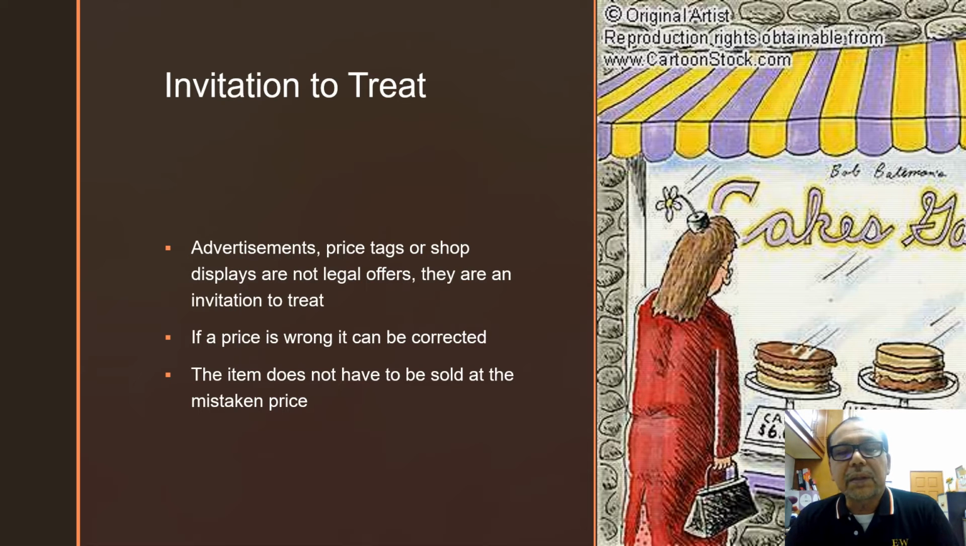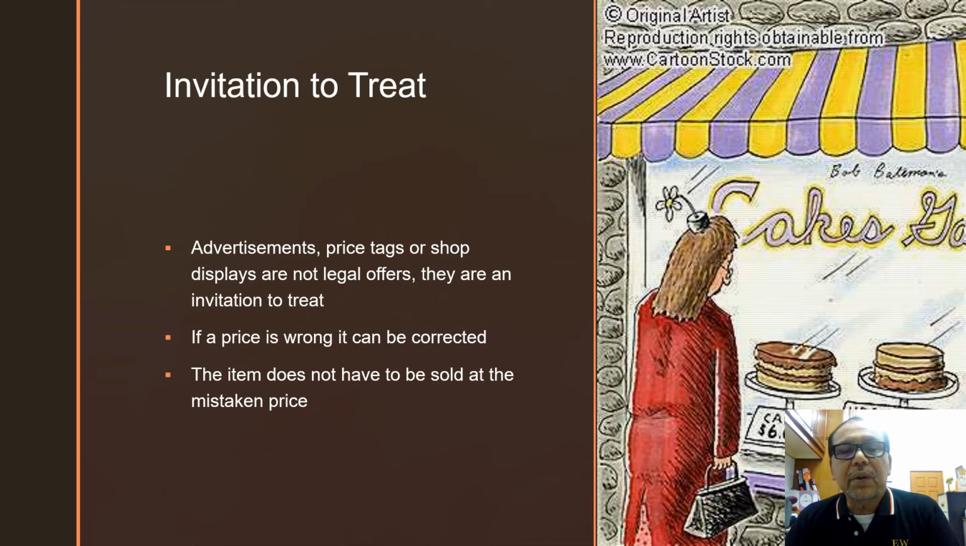Invitation to treat. Like say you go to a cake house. You see the cake at the showroom, at the show place there, and the price is also mentioned down there. That one is not an offer. That one we call invitation to treat. Like an advertisement in a newspaper. You see the price tag, everything at the shop, at the display. This is not a legal offer. They are just inviting you to trade, I mean to buy the product, but it's not an offer yet.